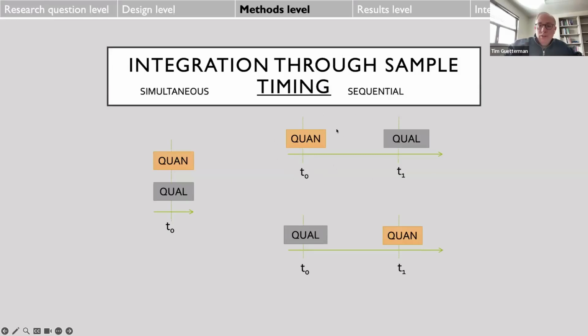So this first example you see right here on top might be more of an explanatory sequential design, where at your first time point, you're identifying a quantitative sample, and then you might be using those results systematically, using purposive sampling methods to sample a qualitative sample at a second time point, or vice versa, that you see in this bottom example here. So this might be more of an exploratory sequential design.